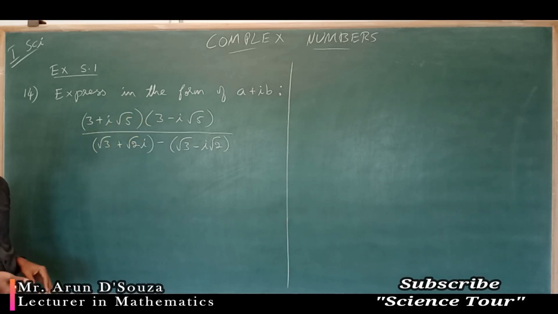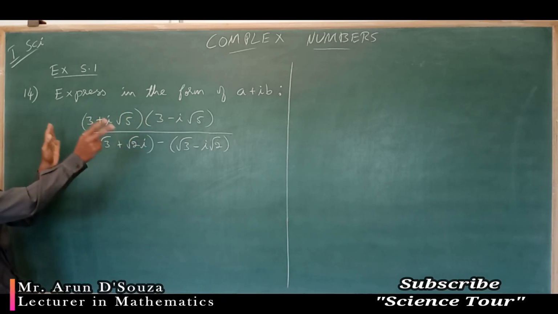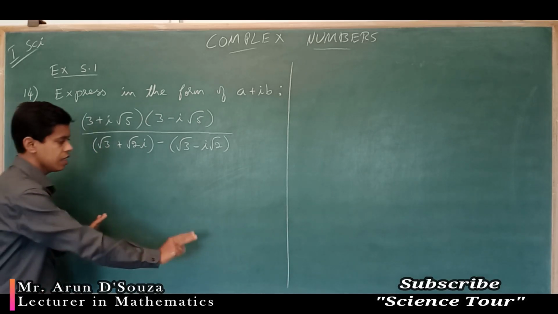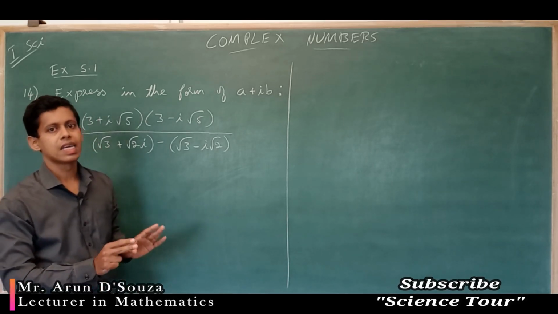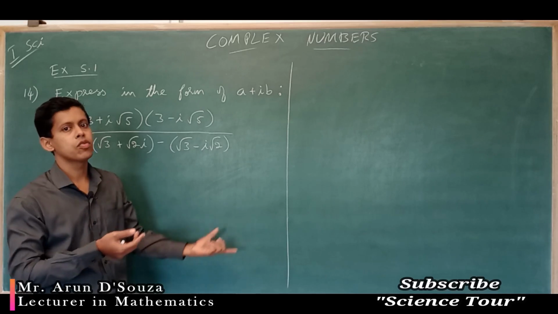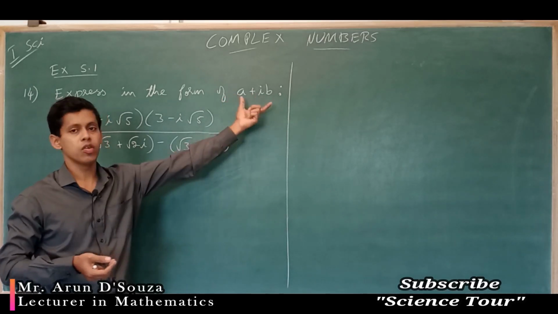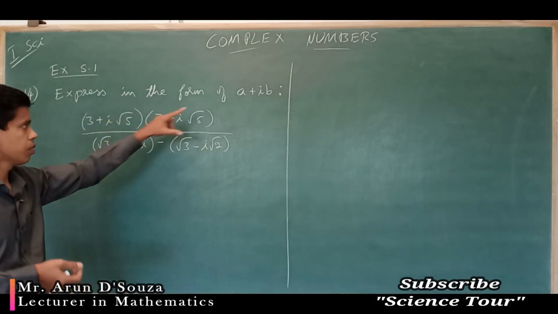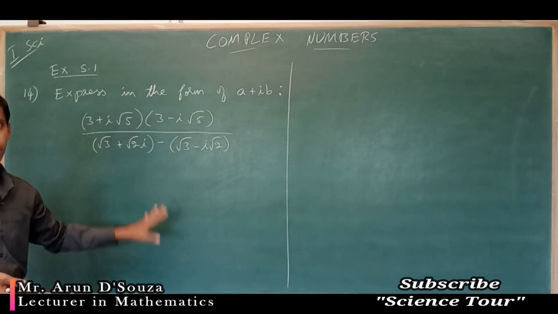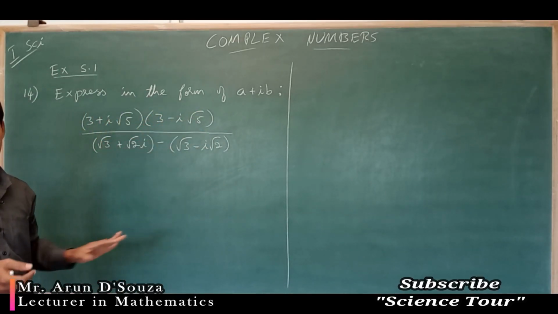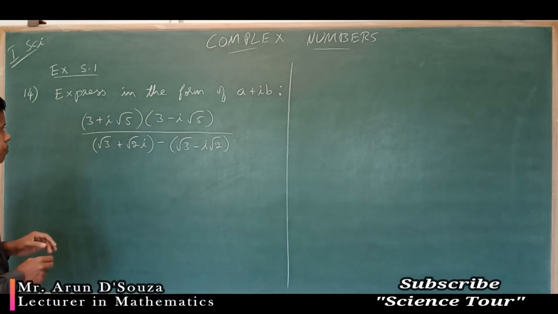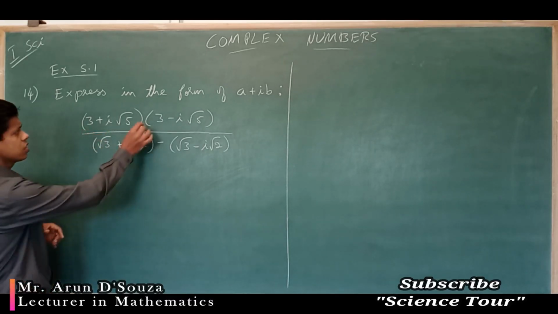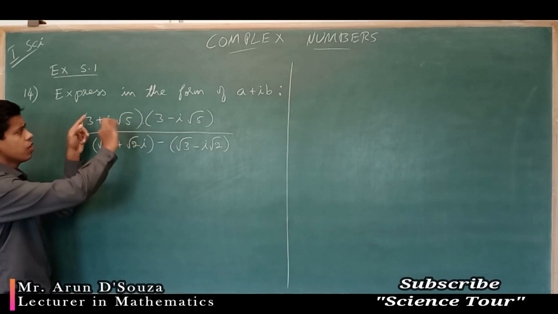Now what you need to do is simplify this and finally arrive at a point where you can say that this is in the form of a plus ib. Right. Alright, so let's begin. First, this is multiplication, therefore we will multiply.